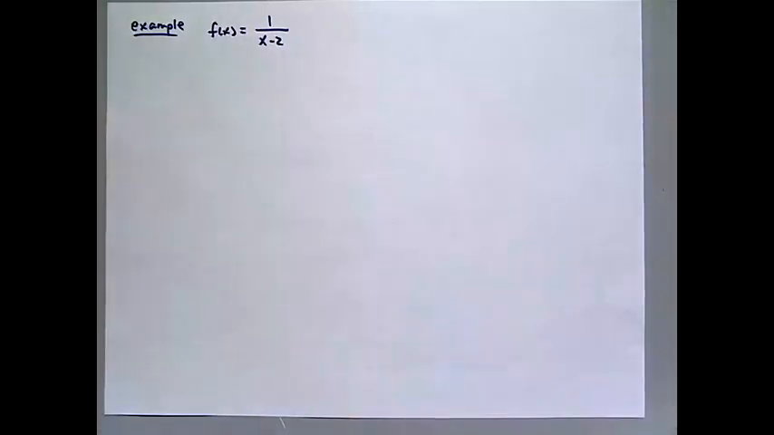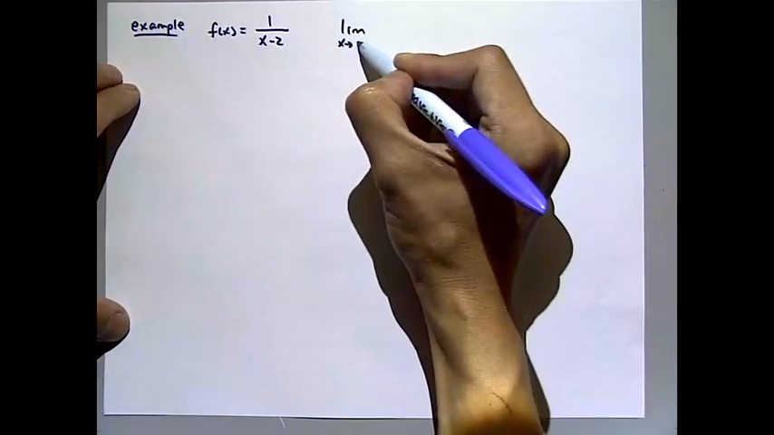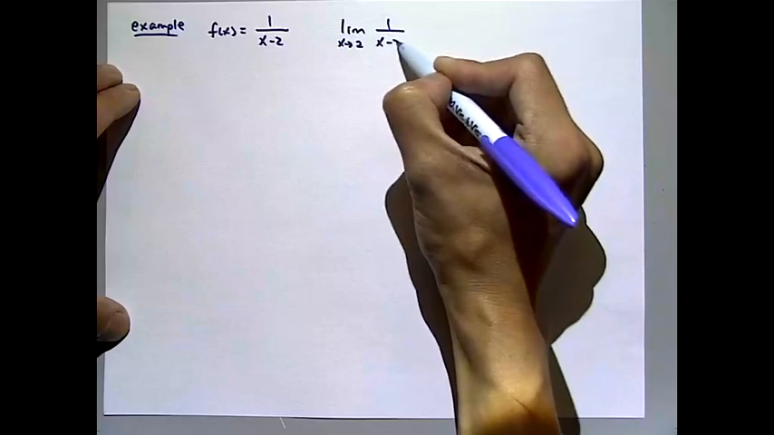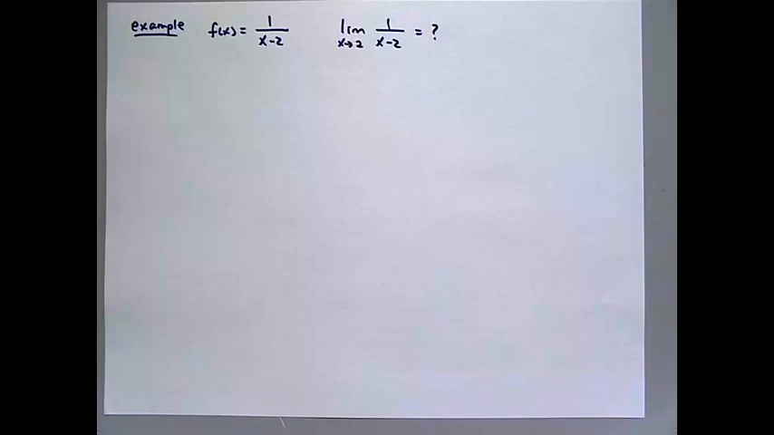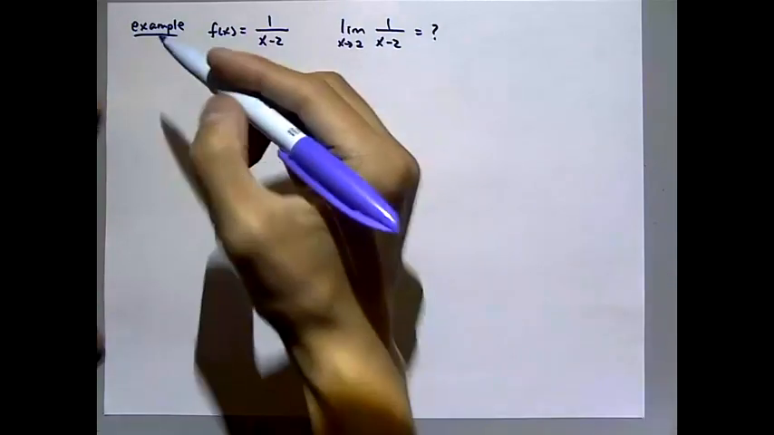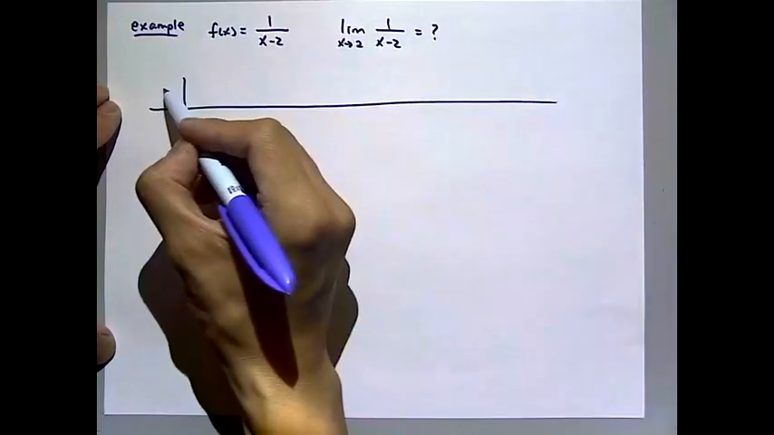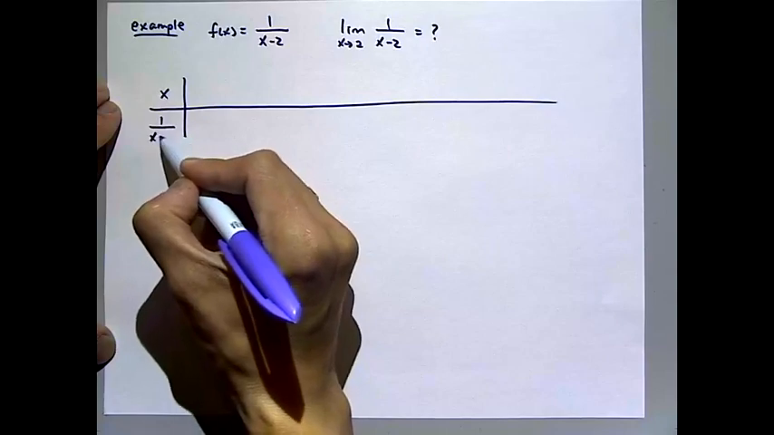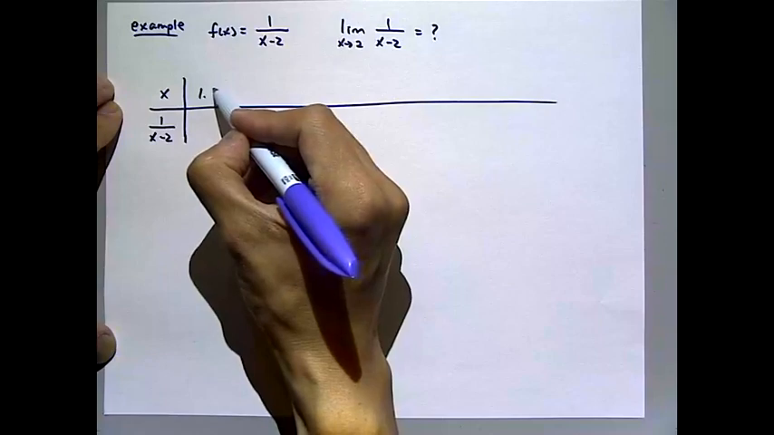I'll just make it simply 1 over x minus 2. And let's again look at the limit. I'm just going to duplicate what we did last time. Exactly the same 8 values in the table. And so I'll go kind of quick because we essentially did this already.